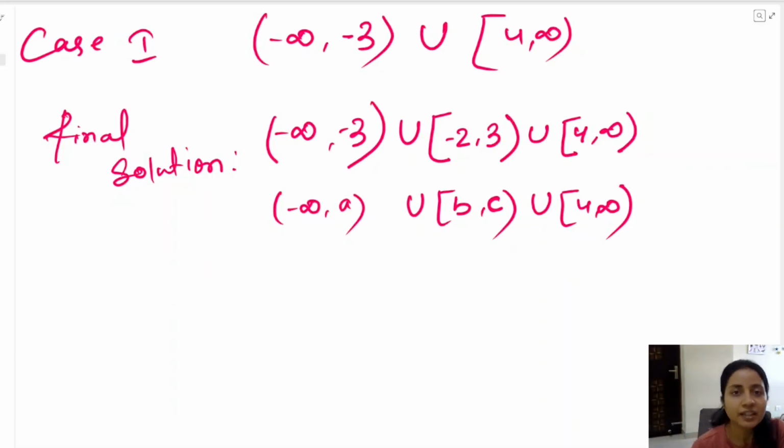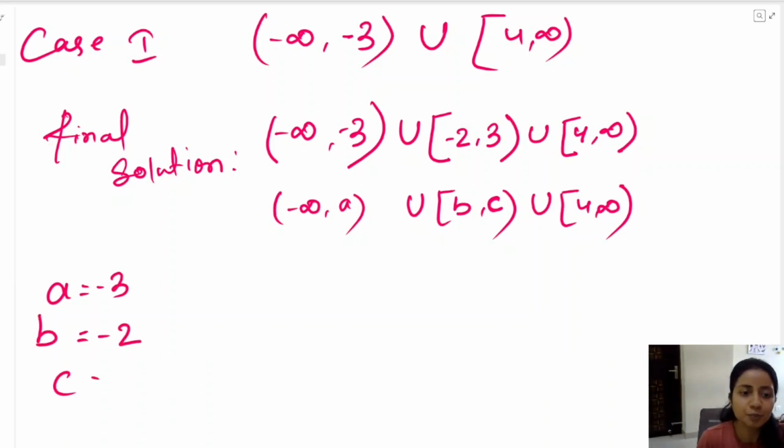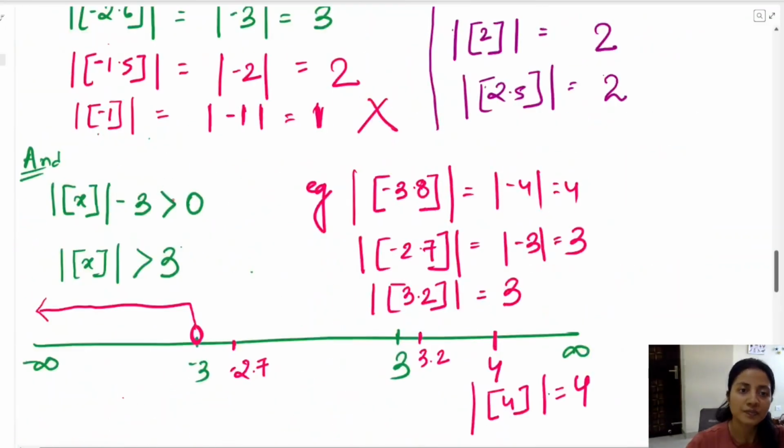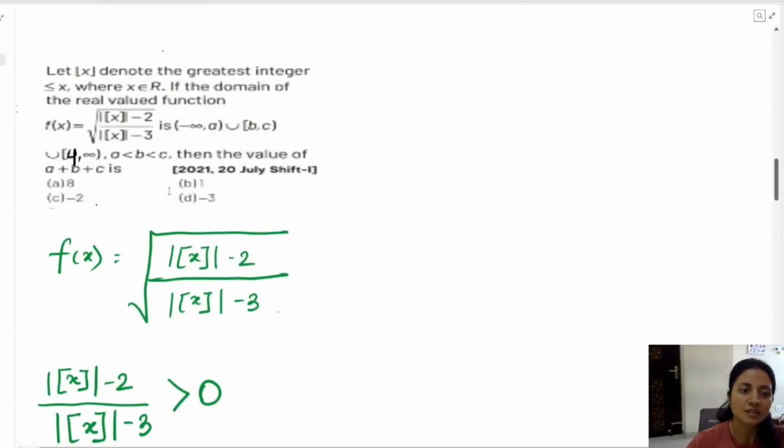When we are comparing the obtained solution with the given arrangement, we can clearly see a is -3, b is -2 and c is +3. Now here we are supposed to find a plus b plus c. Let's do that. -3 plus -2 plus 3. 3 and 3 cancel out each other, and the final answer is -2. Let's see the options. So yeah, here option C is the correct option.